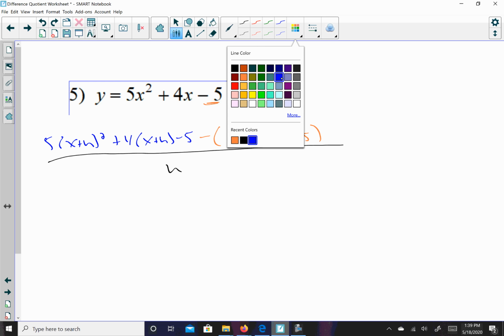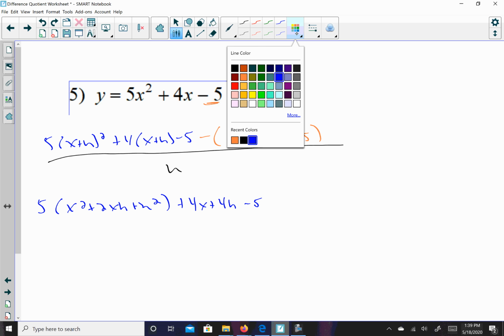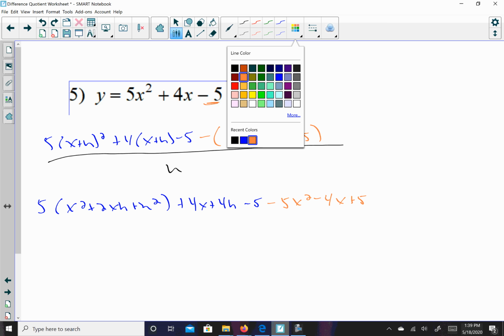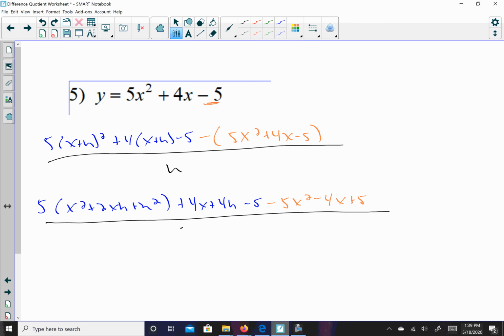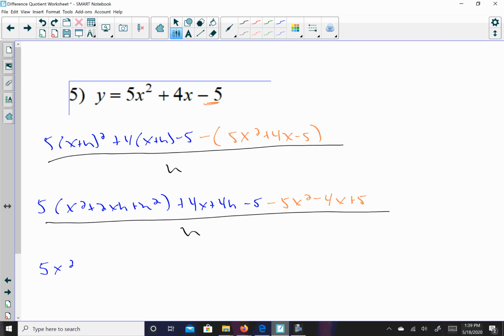I wonder if I can skip a step. Probably not. Let's not do that. X squared plus 2xh plus h squared. Distributing the 4. Oopsie, that's a minus 5. And now distributing that negative sign. And this is all over h. Now I'm going to have to distribute that 5. Copying everything else down the same.